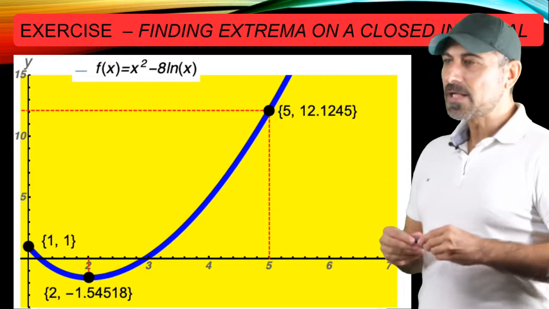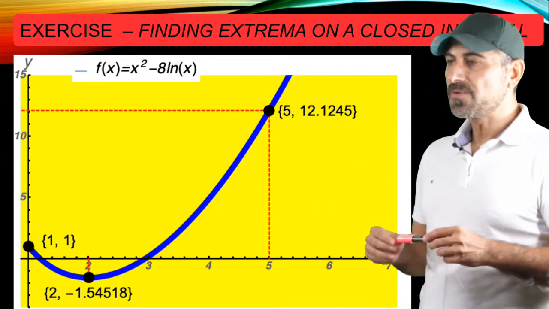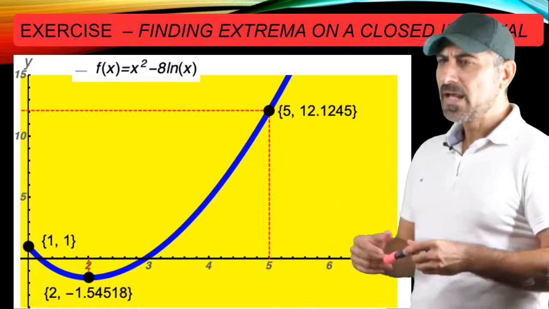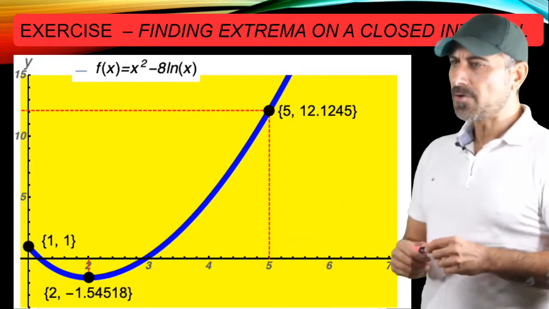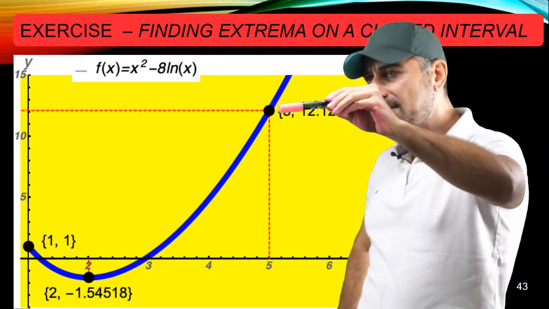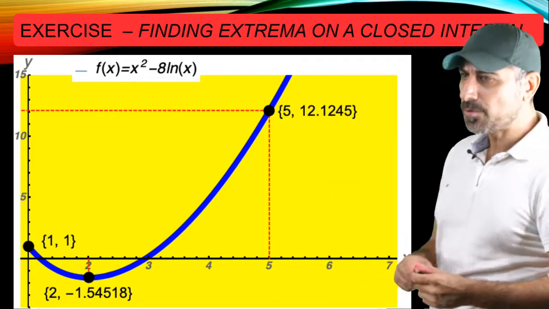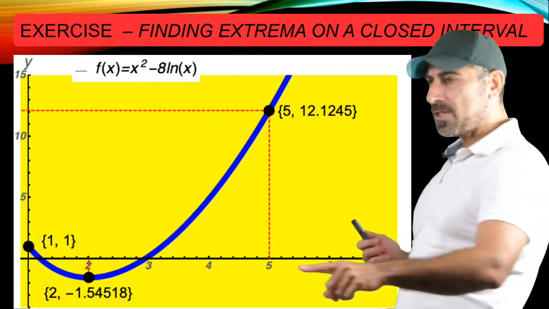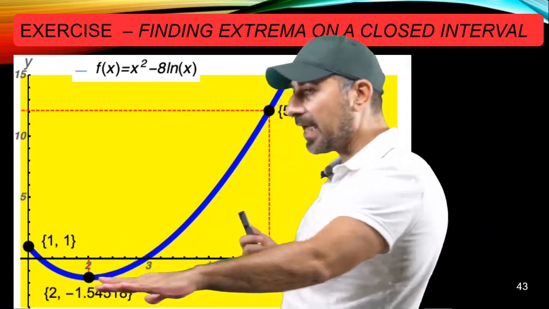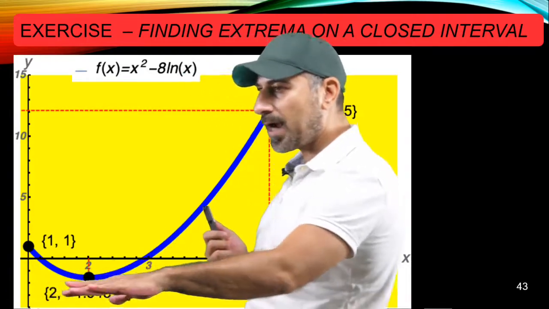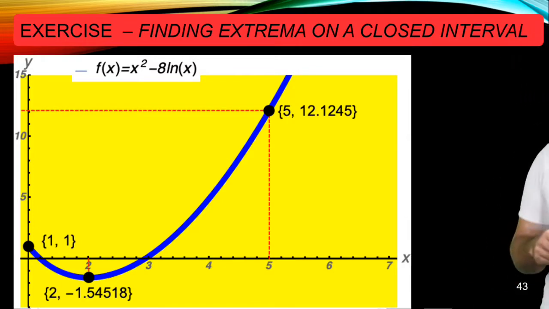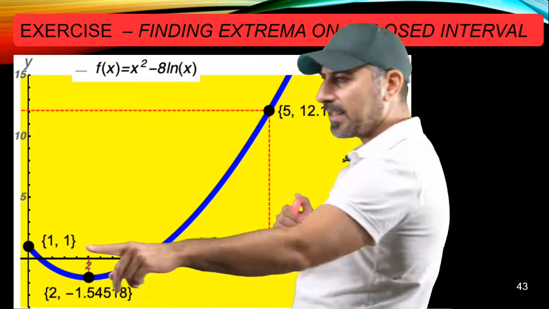And here is a graphical outlook for the function x squared minus 8 ln x. We use this graphical outlook to verify that we got the right extrema. As you see, the maximum happens at the endpoint 5, and the value is 12.1245. And the minimum happens at one of the critical points where f prime was 0. That means at this point we have a flat tangent line, right? f prime at 2 equals 0. We have a flat tangent line, and that's where the minimum of the function occurs. And the left end is not a minimum or max.